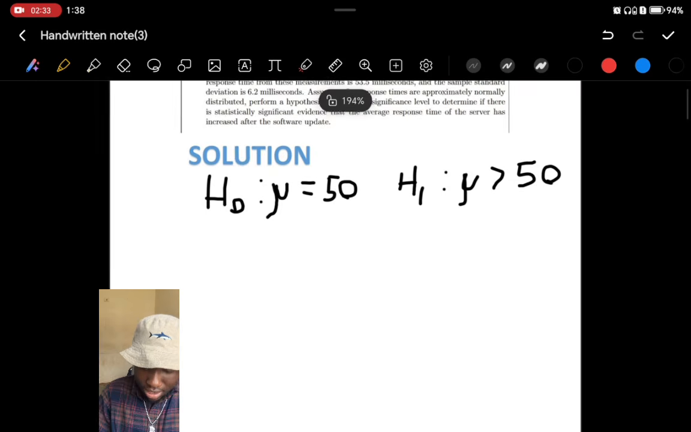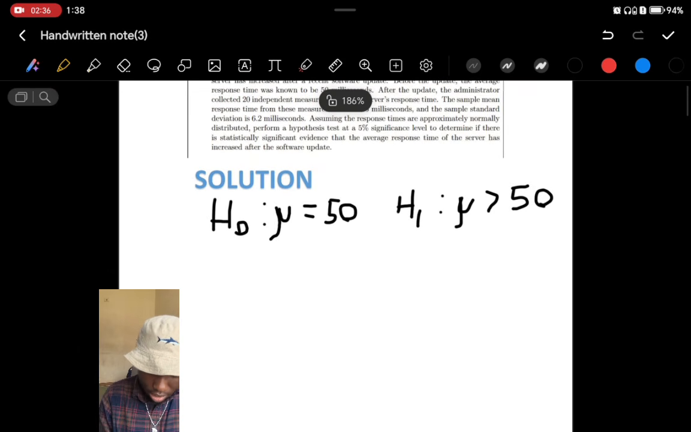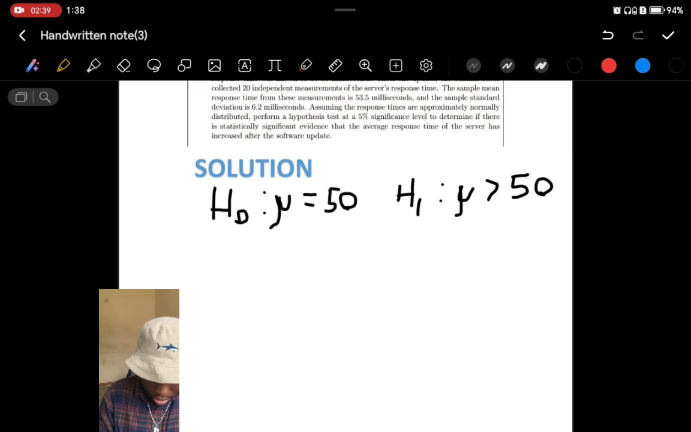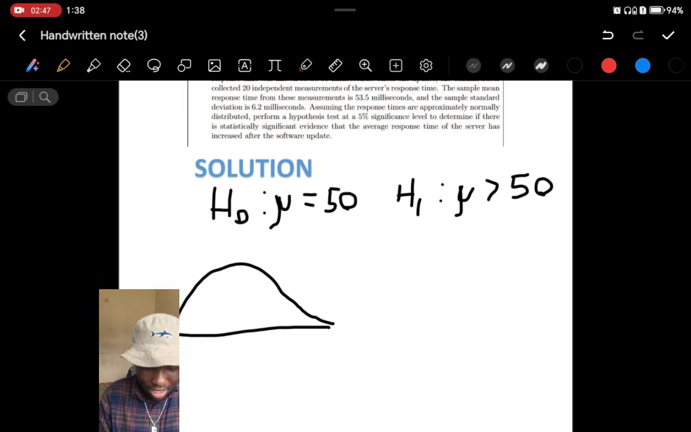Alright, for our t statistic, let me draw a graph. It is normally distributed, so a bell shape. Since the alternate is mu greater than, we know it's a right-tailed test. Any value of the calculated statistic that falls in the shaded region, we reject our null hypothesis. So let's find the critical value.